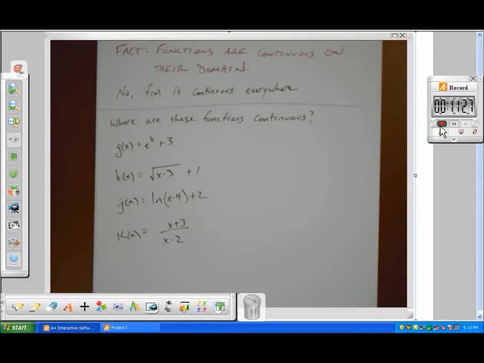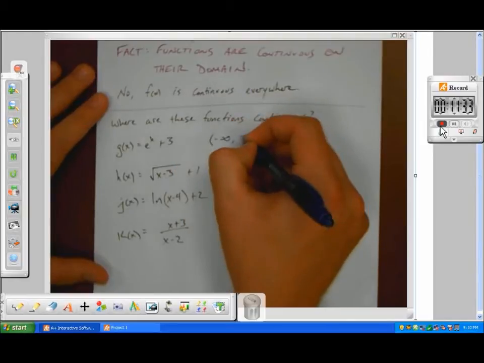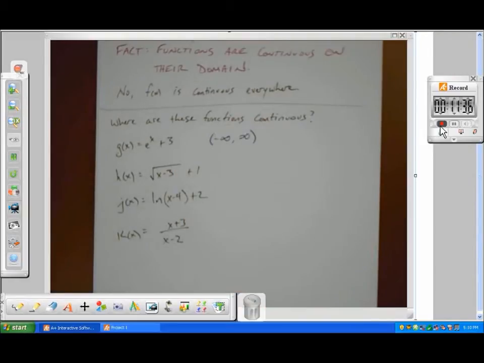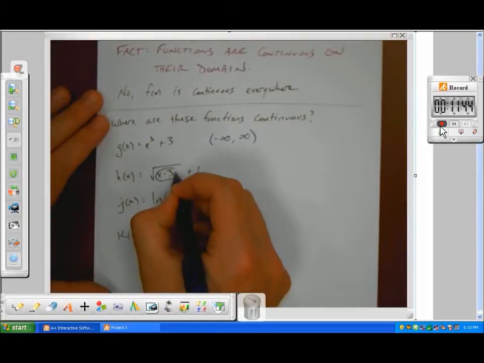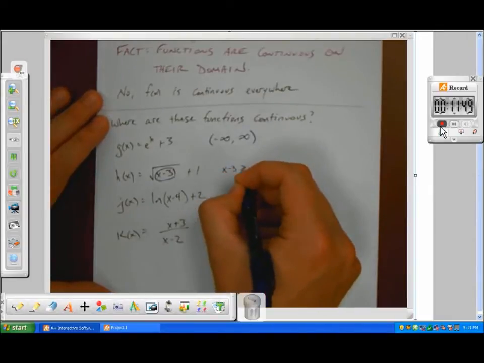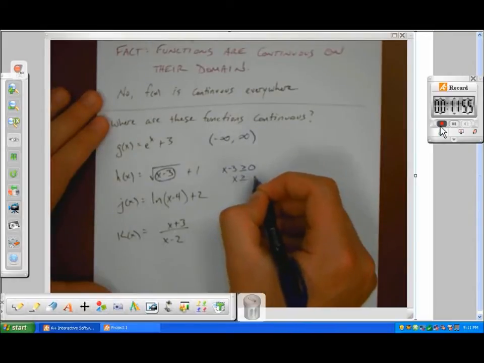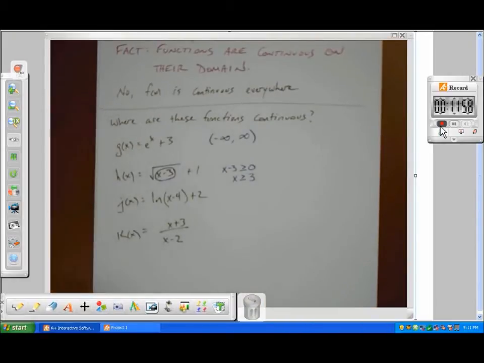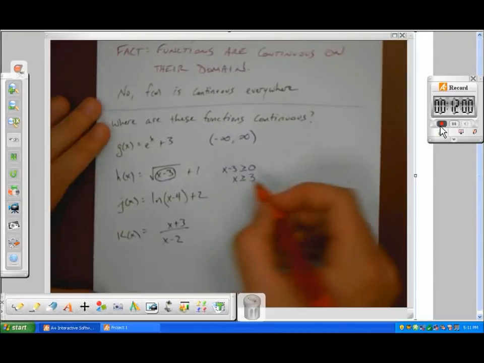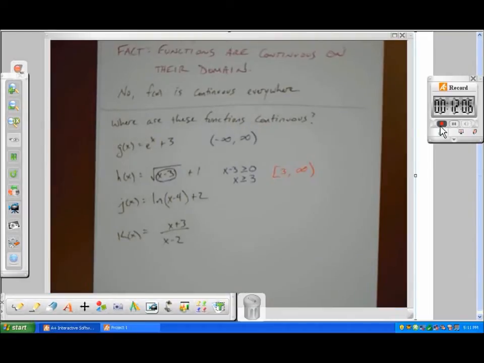The domain of my first one is all real numbers from negative infinity to infinity, so this function will be continuous from negative infinity to infinity. With h, you have a square root. And with a square root, you can never take a square root of a negative number, which means whatever is on the inside must be positive or 0. So x minus 3 has to be greater than or equal to 0. So x has to be greater than or equal to 3. If I were to write that using interval notation, this function is continuous on its domain. It has a domain of 3 to infinity.